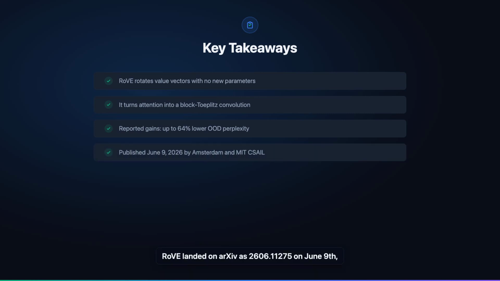RoVE landed on arXiv as 2606.11275 on June 9, 2026, from Garcia Castellanos, Weiler, and Beckers, spanning the University of Amsterdam and MIT CSAIL, validated so far at GPT-2 scale.